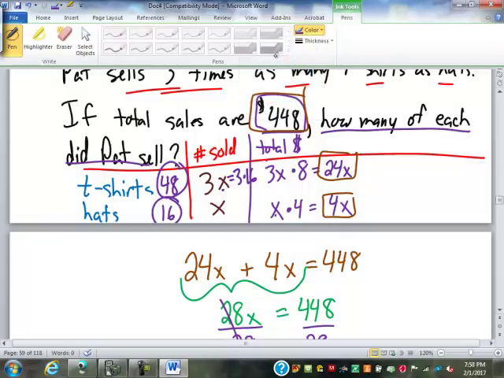A variation of that problem might be asking how much money did Pat make or bring in from each. Then I would have to go through here and do, okay, 24 times 16 is the dollar amount from t-shirts. 4 times 16 is the $64 from hats.